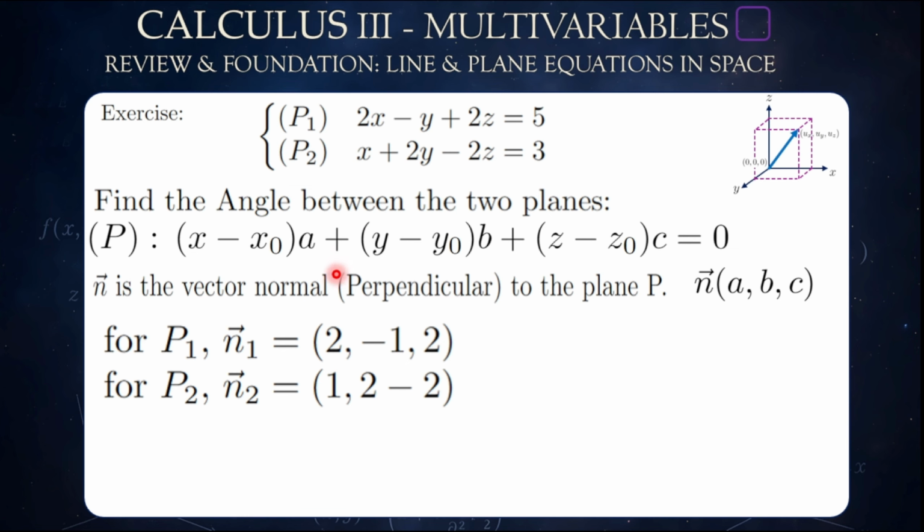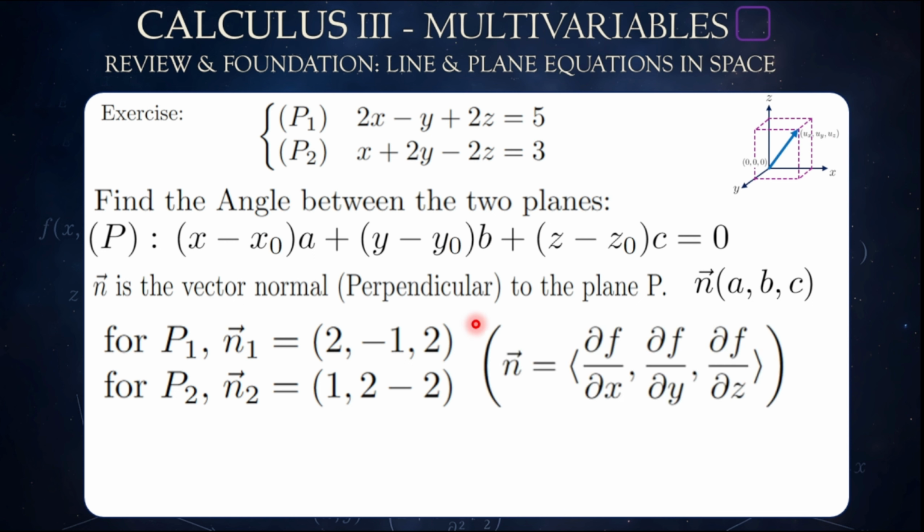So for P1, n1 is equal to (2, minus 1, 2), and for the second plane, n2 is equal to (1, 2, minus 2). Another way of looking at it: the normal vector is equal to the derivative of the equation of the plane with respect to x, y, and z. It gives you the three arguments for the n vector, or a, b, c respectively.